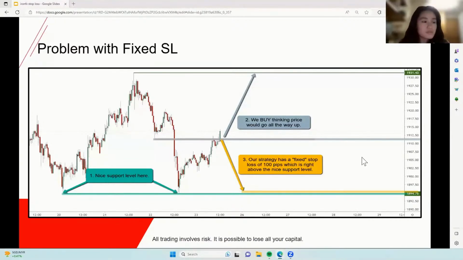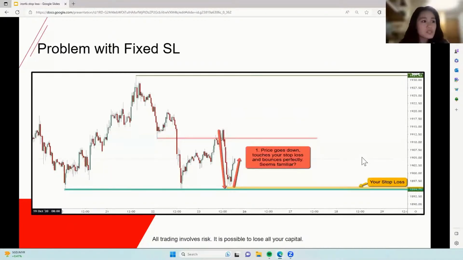Okay, so this is what happens instead. Instead of shooting up as we expected, it actually reversed off of our entry and then bounced off perfectly.